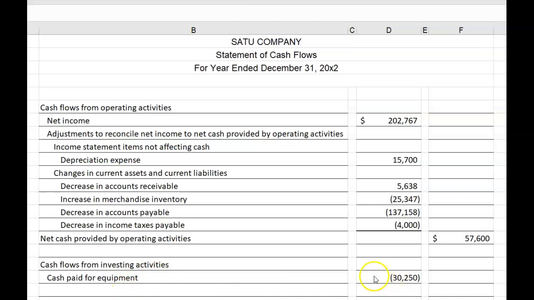And remember that in the investing section and in the financing section, if money went out the door, it's in brackets. If money comes in the door, it's positive. These sections do not follow the rule that we went over in the last video. Cash going out, put it in brackets. Cash coming in, put it as a positive number.